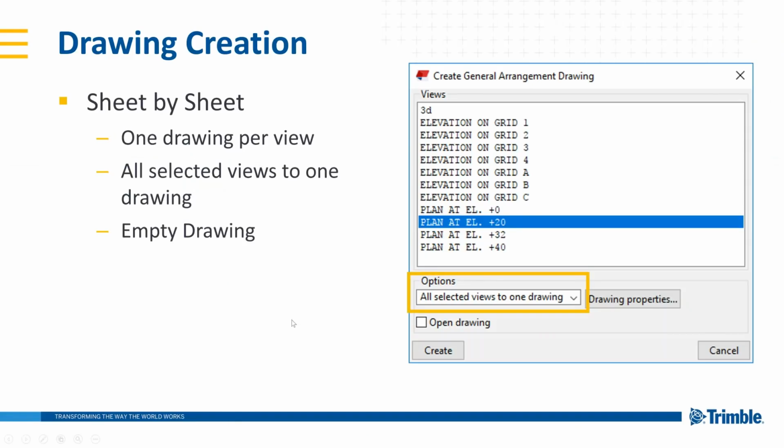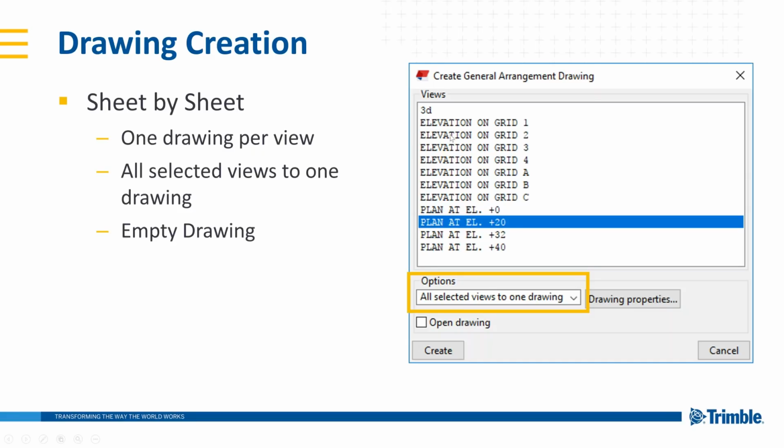Okay, so this does bring me back to the Create General Arrangement Drawing, the generic setting. From any view in the Tekla Structures model, I can right-click on the background and then just say Create General Arrangement Drawing, which will bring up this dialog that we just saw.